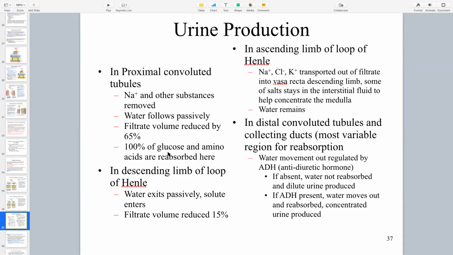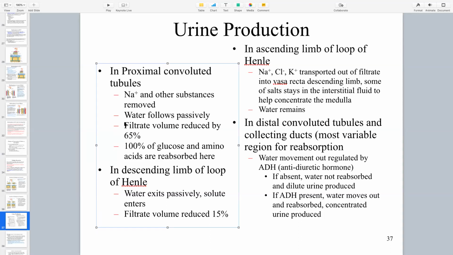Right? Urine production in the proximal convoluted tubules. This is good just to highlight everything that happens. In the proximal convoluted tubules, sodium and other substances are removed. Filtrate volume is reduced by 65%. And there's a big one: 100% of glucose and amino acids are absorbed here and only here. On the descending limb, water passively exits. Filtrate volume is reduced by another 15% as pure water is reabsorbed.